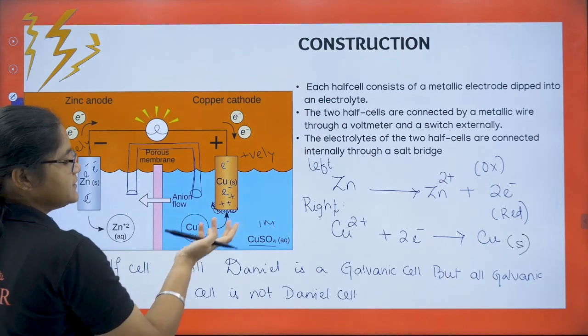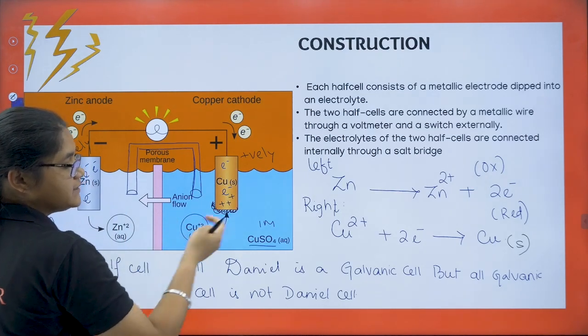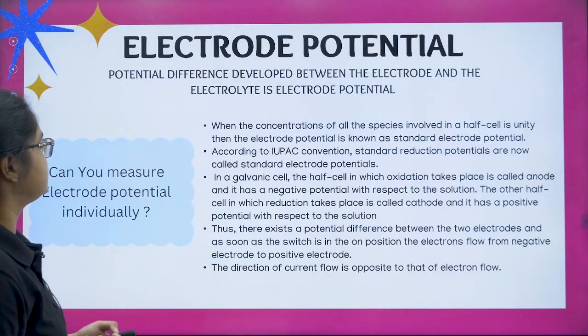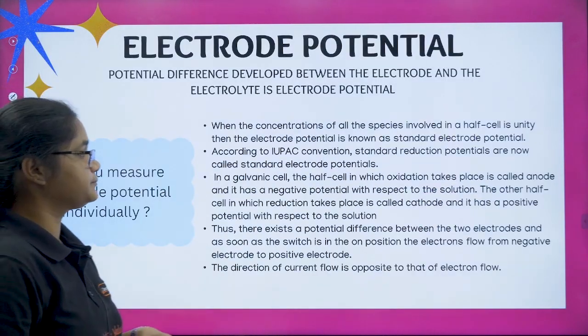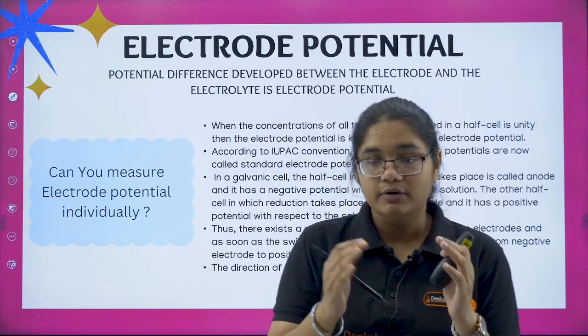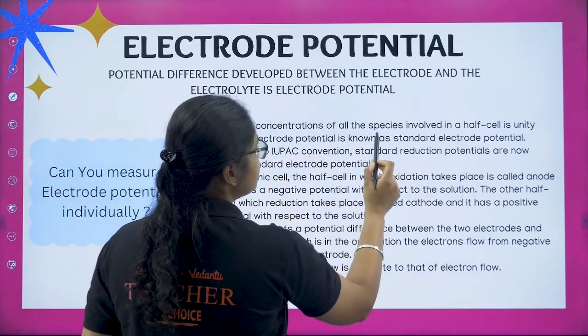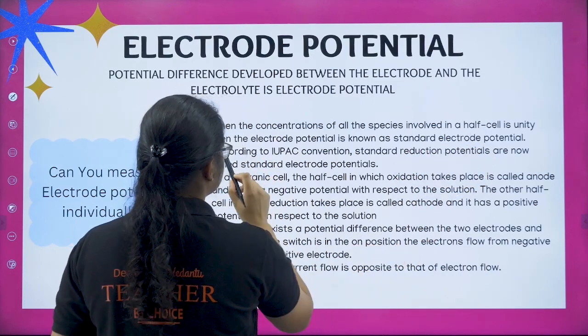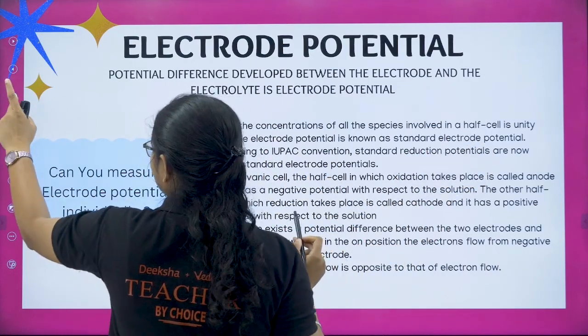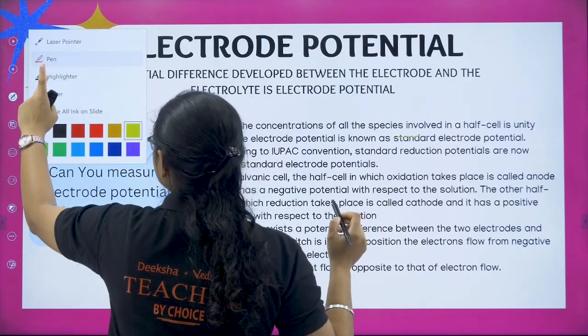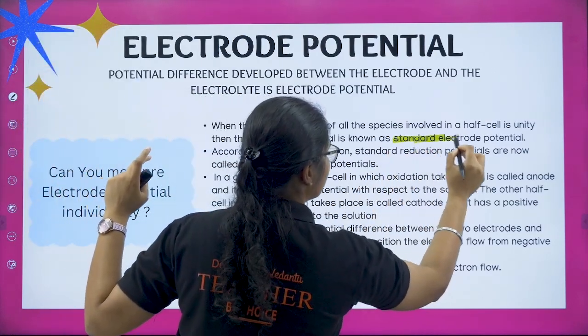Here, these ions are taking electrons from the metals, making it positively charged, right? So that is what we have seen here. Now, when the concentration of all the species involved in a half cell is unity, then the electrode potential is known as the standard electrode potential.